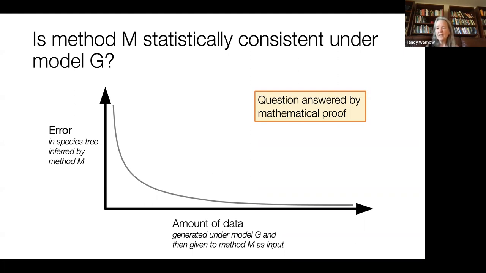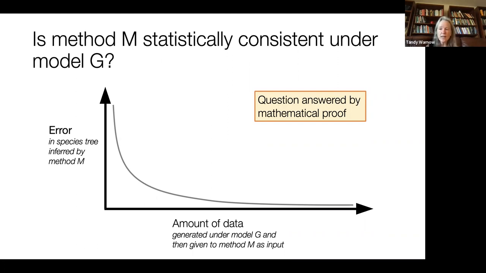That's another way of saying it: once the sequences are long enough, you will get the true tree with whatever probability you want. You want probability 90%? A certain length will suffice. 95%? A longer length will suffice. You need a proof. This is not something you can demonstrate with a simulation. But anyway, that's the concept, statistical consistency for a method under a model.